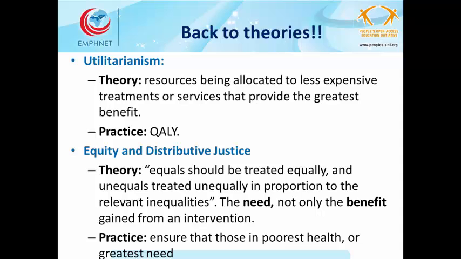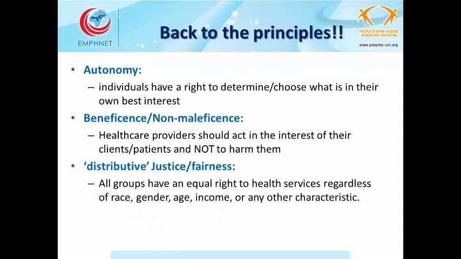If we're talking about equity and distributive justice, the theory says that equals should be treated equally and unequals should be treated unequally in proportion to the relevant inequalities. Put simply, there are inequalities among most of our countries. There are rural areas with poor access to health, while there are other urban areas with better access to health and better income and more choices. So if we have resources, we need to give priority to those who are relatively in a less fortunate position.